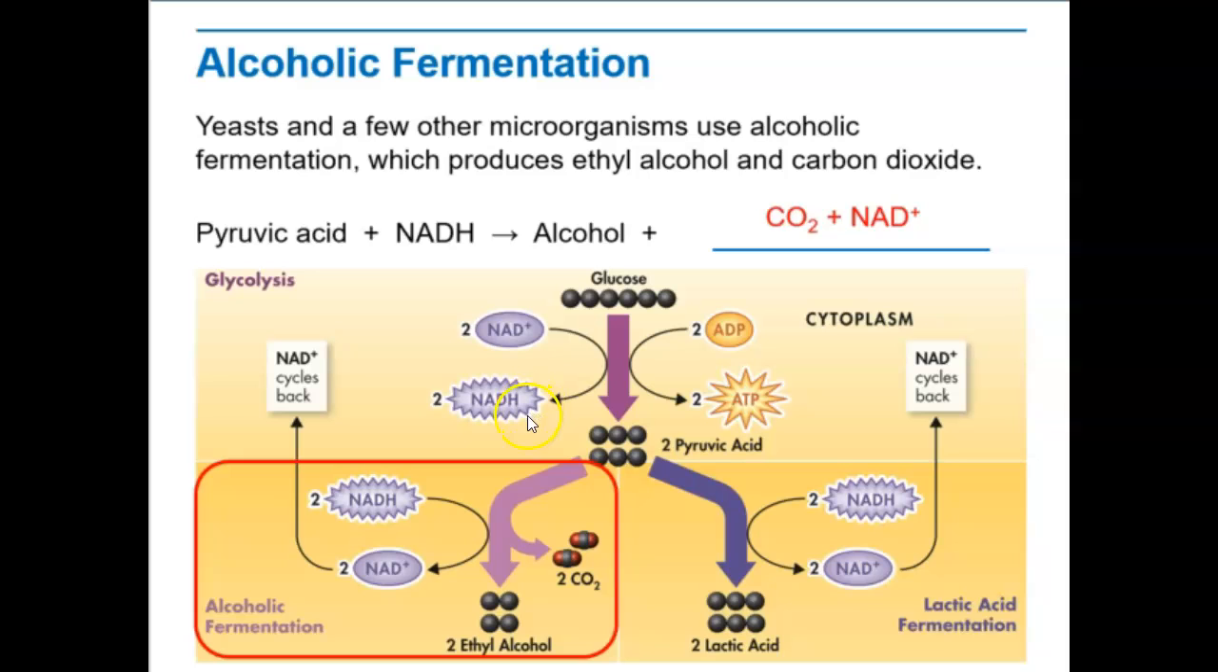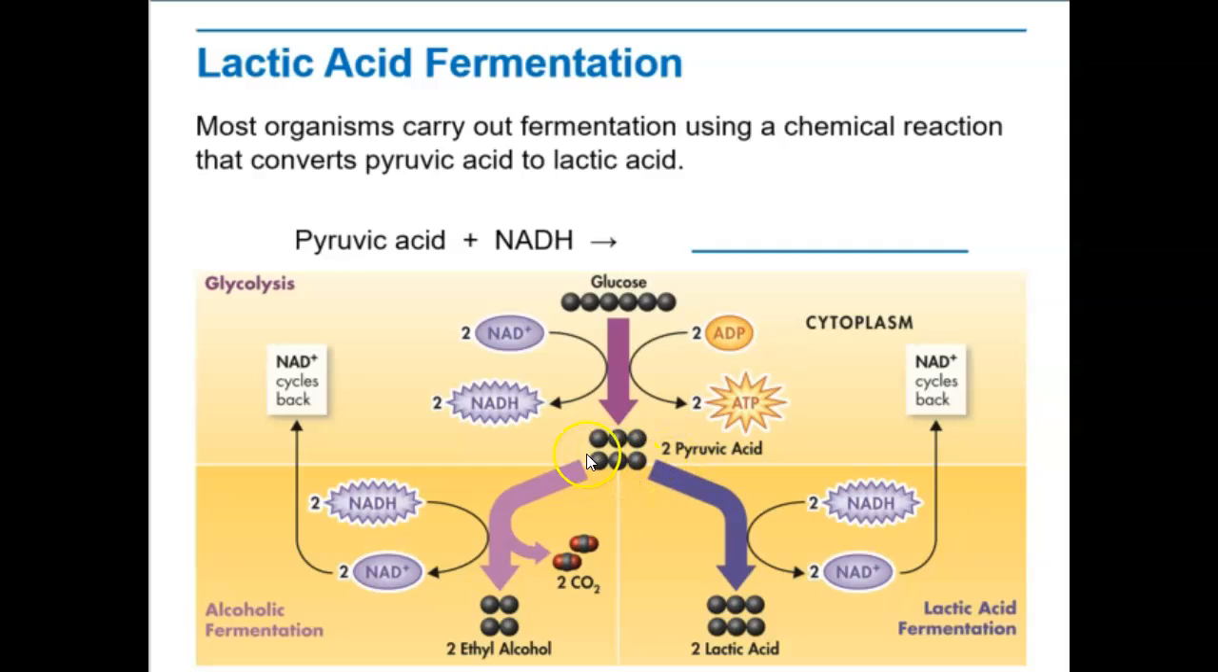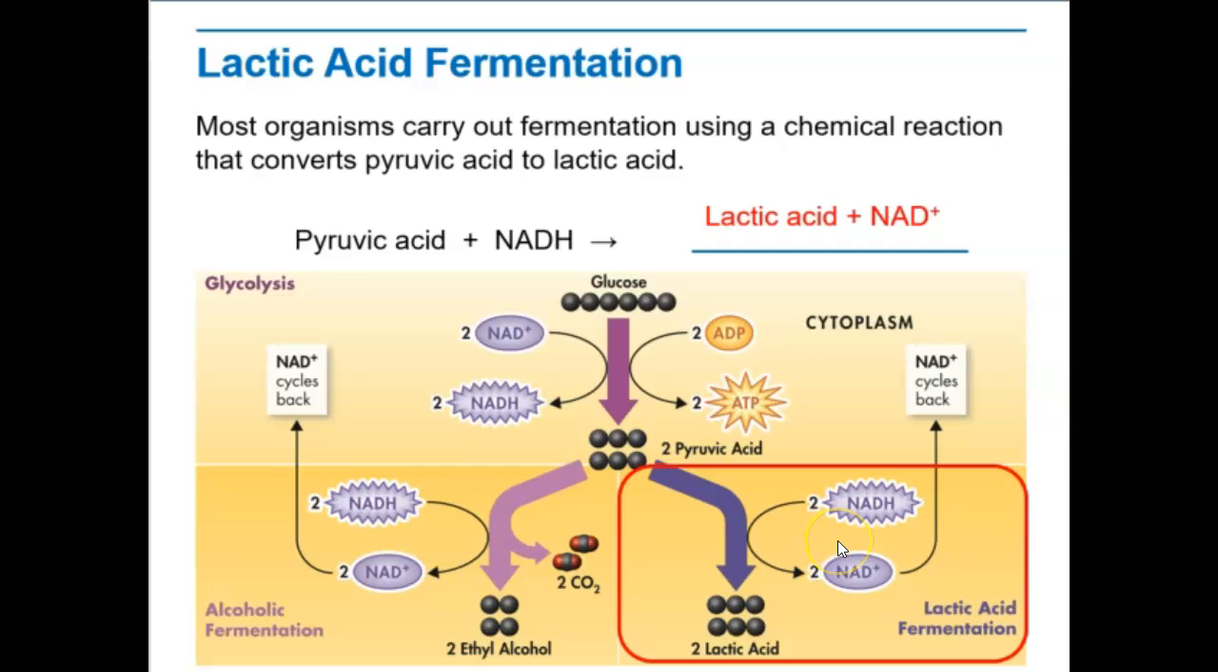So pyruvic acid plus NADH yields alcohol, CO2, and NAD+. In lactic acid fermentation, we have pyruvic acid, we have NADH, and what's being produced? We have NAD+ and 2 lactic acid. That doesn't really matter because it's a byproduct, but we're going to put it up here. So lactic acid and NAD+, okay? So you can see the differences here. We have CO2 being produced in alcoholic fermentation. We do not have CO2 being produced in lactic acid fermentation.